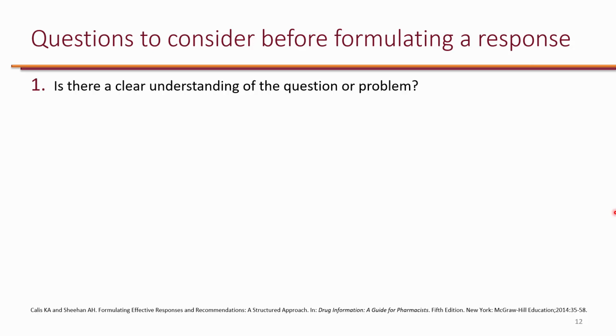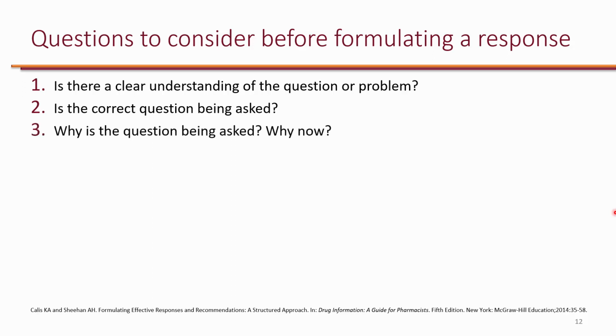The first question is, is there a clear understanding of the question or problem? Without a clear understanding of the question or problem, wrong information can be sent to the requester. Steps 2 and 3 of the systematic approach to responding to a drug information request lead to having a clear understanding of the question. The second question to consider is, is the correct question being asked? In step 3 of the systematic approach, you have to get enough background information to see where the requester is coming from and what they are really trying to ask.